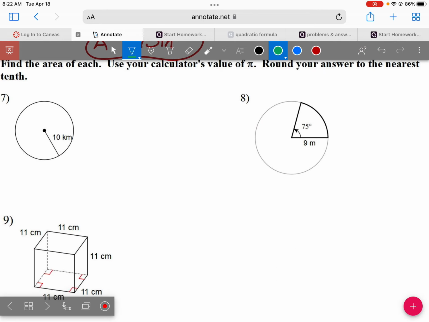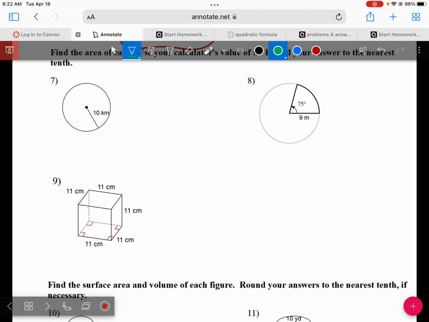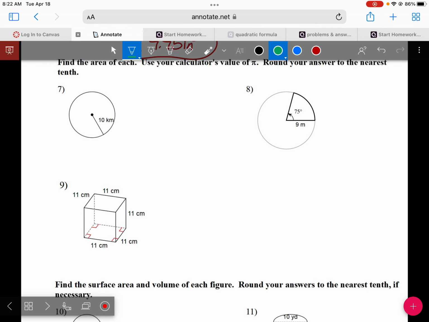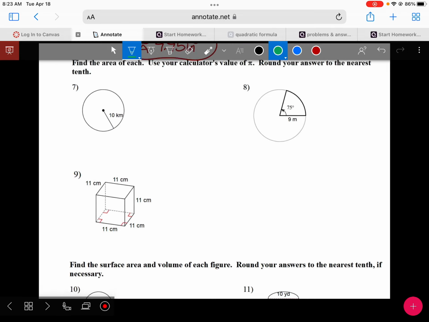All right, let's keep moving on. I'm going to be a little bit more selective. Does anybody have any particular questions on 7, 8, or 9? 9? Okay. All right.